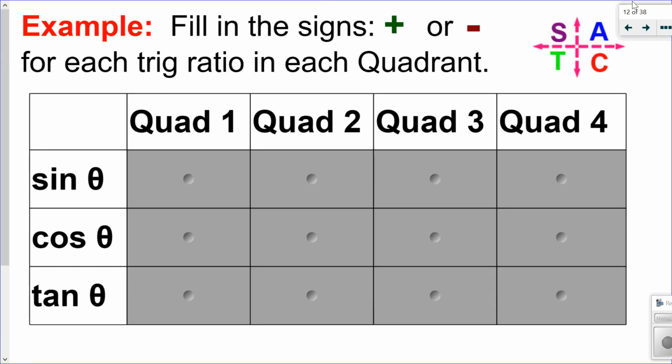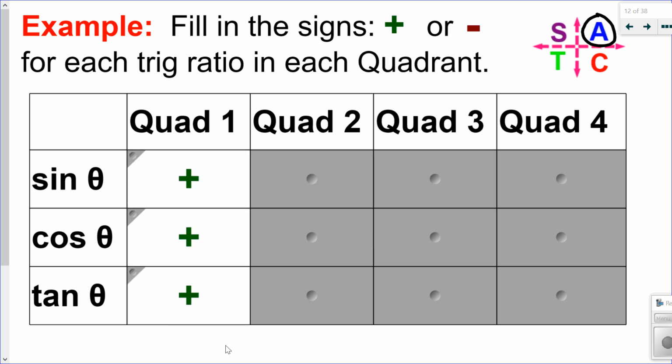Let's fill this in all together. So here's my little CAST rule. Let's look at quadrant 1. Quadrant 1 stands for A, and that is all are positive. So sine, cosine, tangent, all positive. Let's move to quadrant 2. Quadrant 2 has an S, and S stands for sine. So that means that sine is positive, the other two are negative.